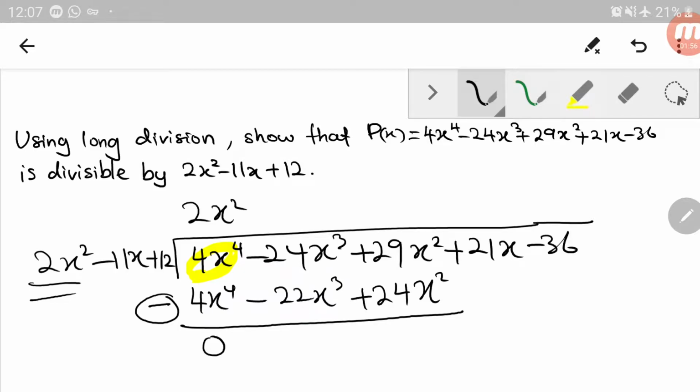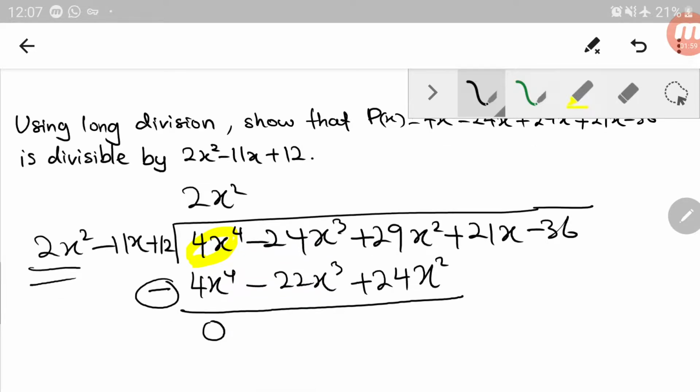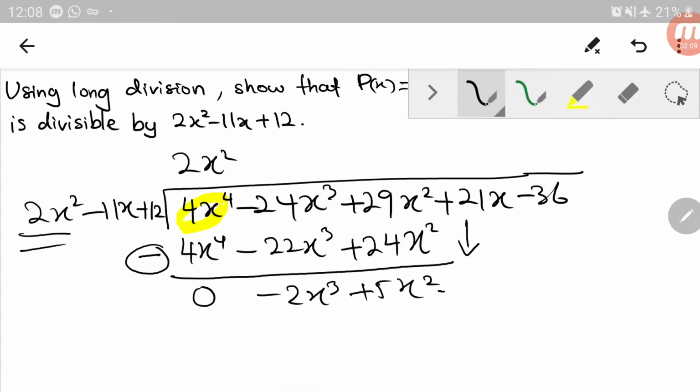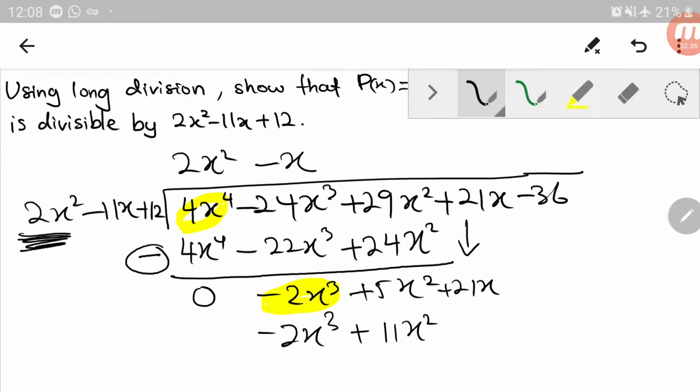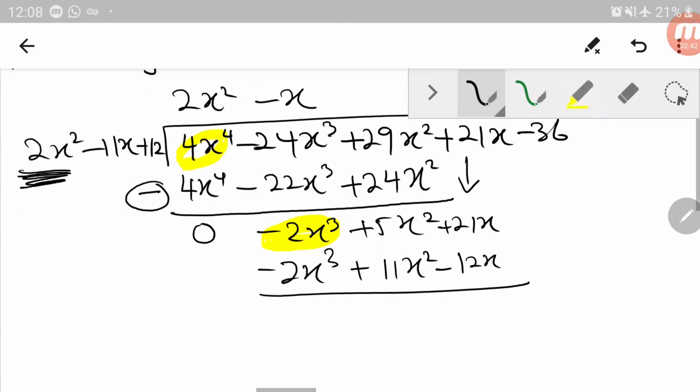0, this one, 24 minus 22 is 2x cubed, this one plus 5x squared. And then we can bring down 21x. Now this time we want to make this 0, so we have to multiply this 2x squared by minus x. So 2x cubed, minus x times minus 11x is plus 11x squared, and then minus x multiplied by 12 is minus 12x. And then we subtract.